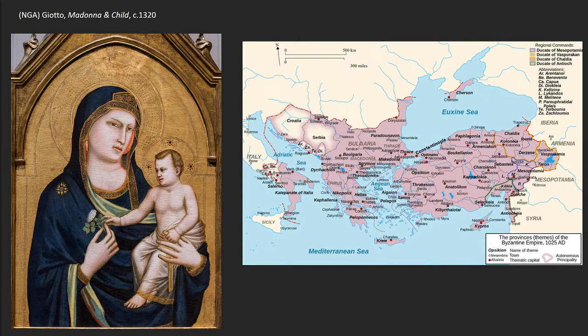Now, the Byzantine Empire is what is today Greece, many of the Balkan countries, Turkey, right? What Europeans often call Asia Minor, Lower Asia, right? And originally, up until around 1100 or so, numerous areas of Italy were also part of the Byzantine Empire.